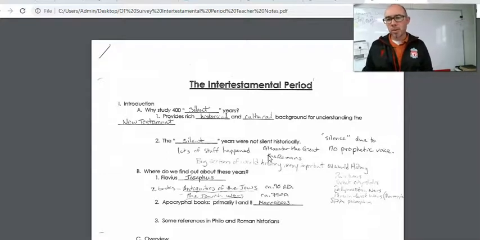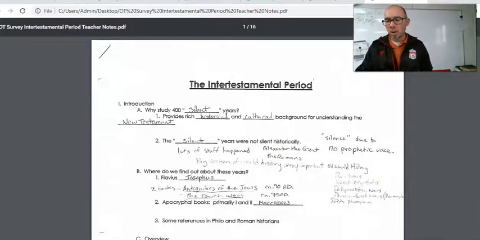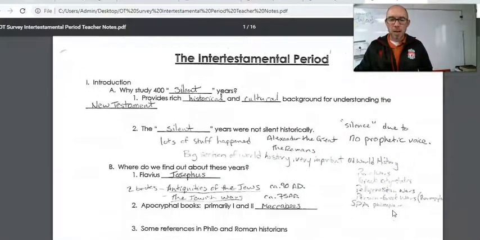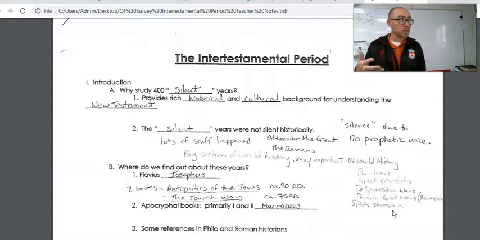So first question is, why would we study these 400 years of silence if we're really to be students of the Bible? Well, the reason might be that what we get in these 400 years provides a rich historical and cultural background for understanding the New Testament. If we want to know the situations that Jesus is in, the terminology and the language that gets used, the whole cultural setup, the historical, cultural, grammatical, literal, all that kind of stuff that we'd use to be good interpreters of Scripture, we want to know something about the intertestamental period.